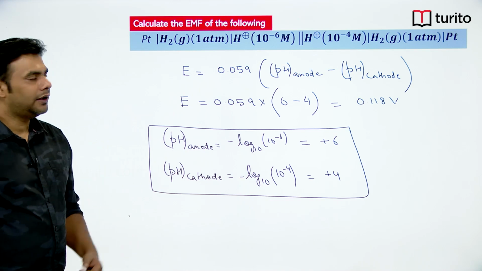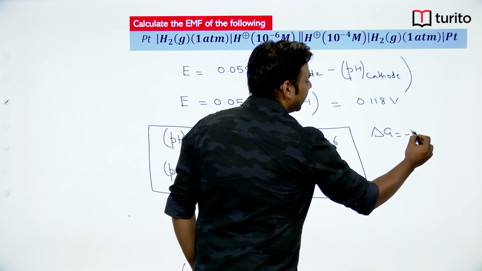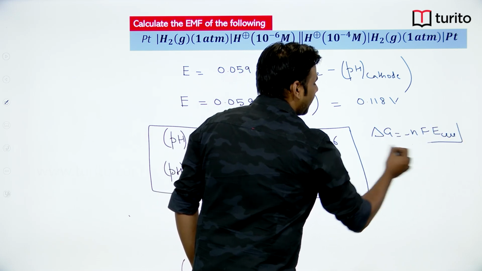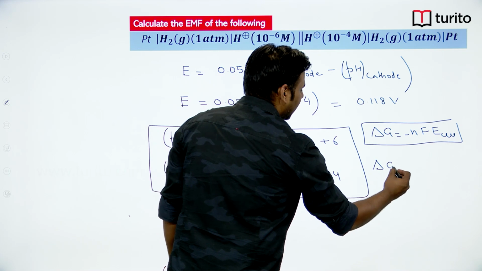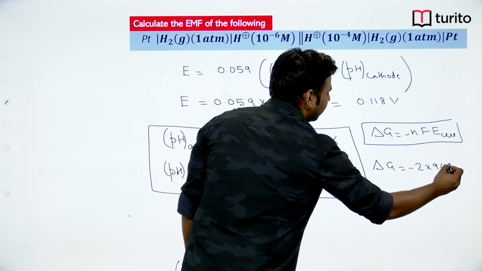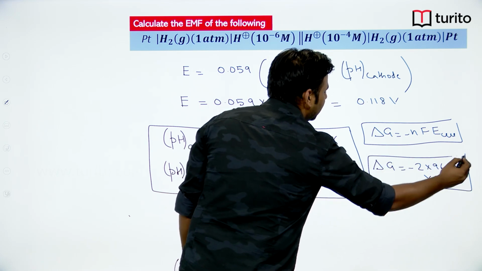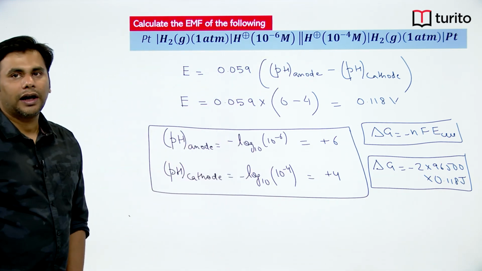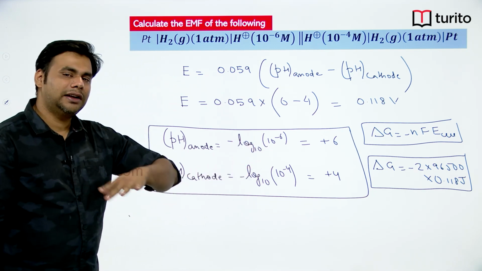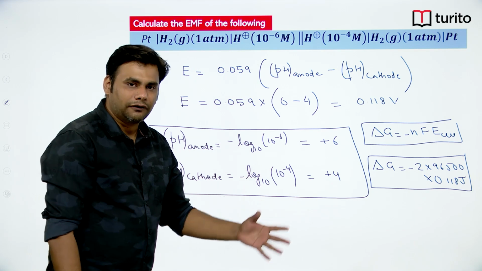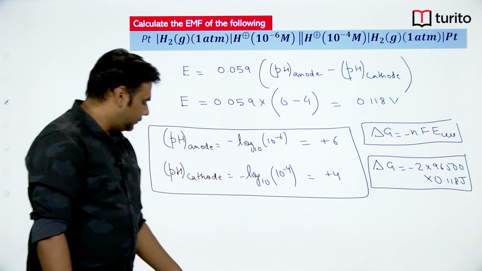Okay, E cell is positive, that means this is a spontaneous cell. If we need to find the delta G, delta G would be minus N F into E cell. N here is 2, you can clearly see that. So delta G would be minus 2 into 96500 coulomb into E cell, which is 0.118 volt. So this would be the answer of delta G. I hope this is clear to you. This is basic application of the formula. So what I am doing is understanding the theory first, getting into the skin of it, extracting the main concept involved, and then just applying it in the questions.